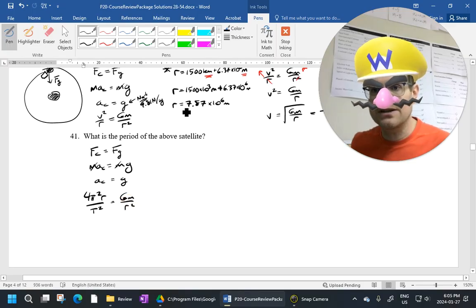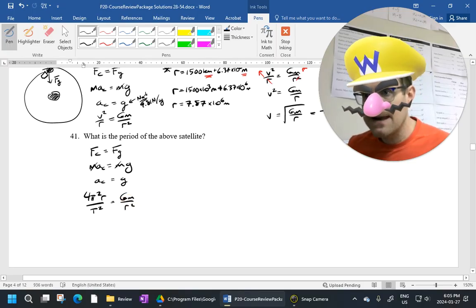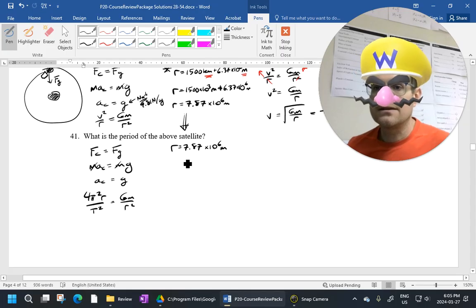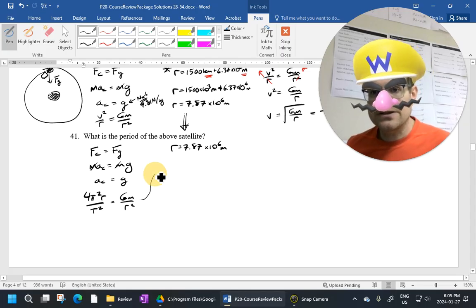So I'm going to rearrange this. I'm going to use the same r that we found from before. Same question, so same r. Let me just use that down here. My r is 7.87 times 10 to the 6 as well. All right. And then I'm going to rearrange this equation.